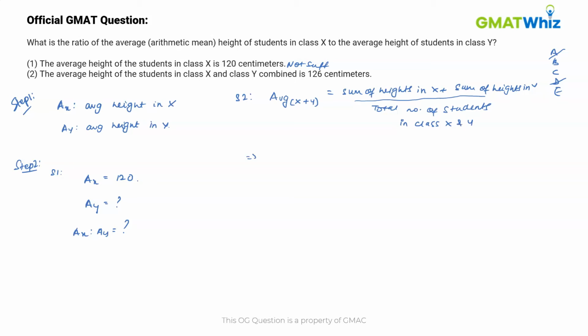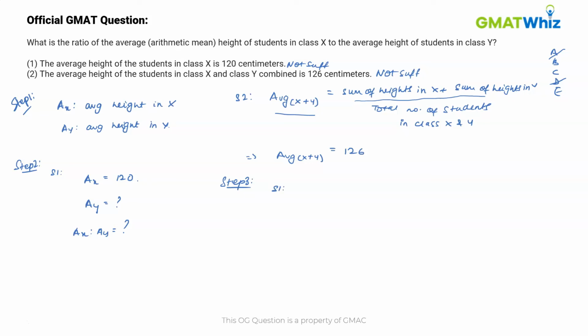Now, we just know the average value, that is, AVG of X plus Y is equal to 126 centimeters. Using this, it is not possible to find out the ratio of the average height of X to the average height of students in class Y. So, we conclude that statement 2 is also not sufficient. And we move on to the last step, step 3, and analyze both the statements together.